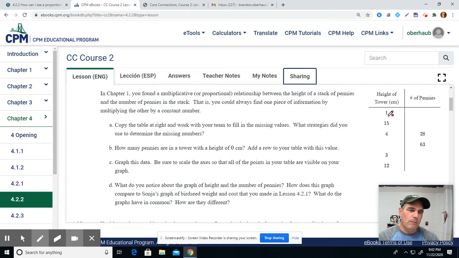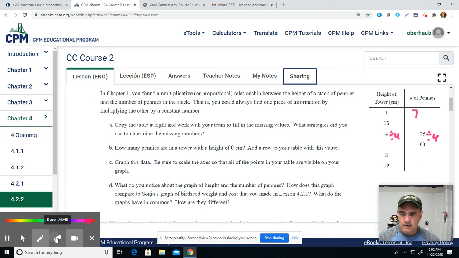I want to find out about 1 centimeter of pennies. So I guess here's what I'm going to do: I'm going to divide this by 4. And that means I also have to divide this by 4. So let's see, 4 divided by 4 gives me 1 centimeter, and then 28 divided by 4 is 7. So I know that 1 centimeter of pennies is going to be exactly 7 pennies.